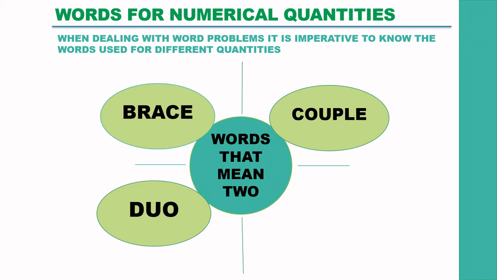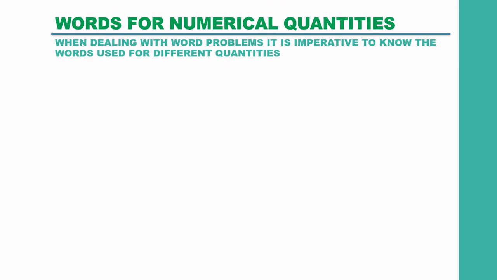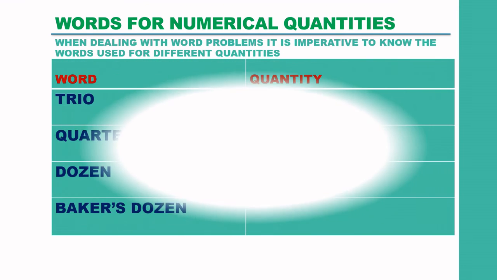A duo. This means 2 partners in music. A pair, which means 2 identical items. Let's have a look at more examples.